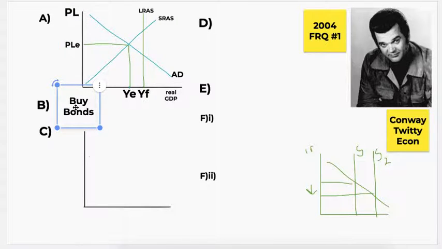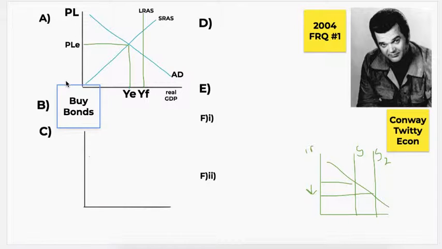Part C is using a correctly labeled graph of the money market, show how the open market operation you identified in part B affects interest rates in the short run. So, yeah, I guess I just kind of did that, didn't I? Well, let's go ahead and do it again then.